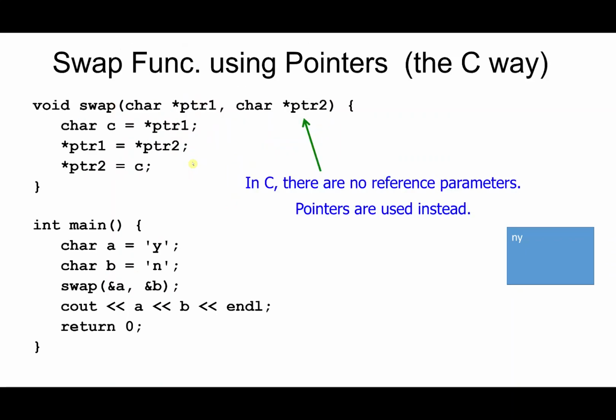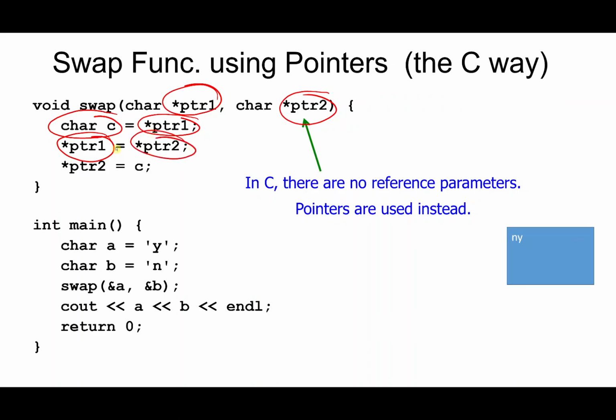Changing them to pointers is actually how it's done in C programming, in the old C. So you do pointer PTR1, another pointer PTR2. Now you create a character, if you're swapping characters, as a temp. Then you dereference PTR1 and put it in C. Then dereference PTR1 and put the dereferenced value of PTR2.